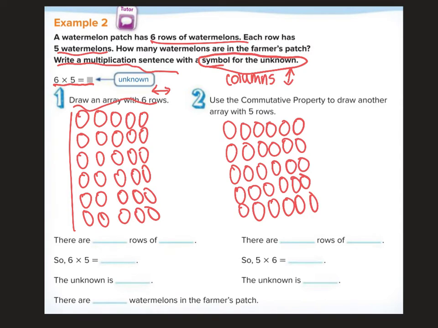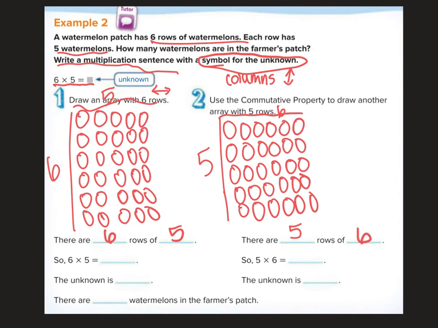Now, I know I didn't do a very good job of drawing equal circles, but this is 6 and 5. And here we have 6 and 5. So I just took it and I flipped it on its side. So here there are 6 rows of 5, and here there are 5 rows of 6.